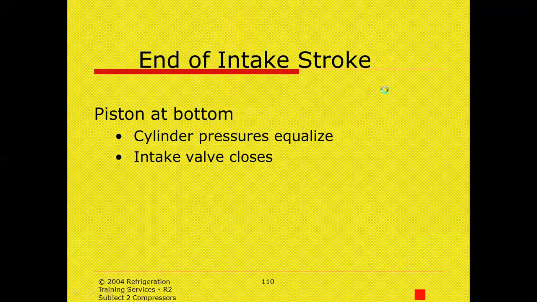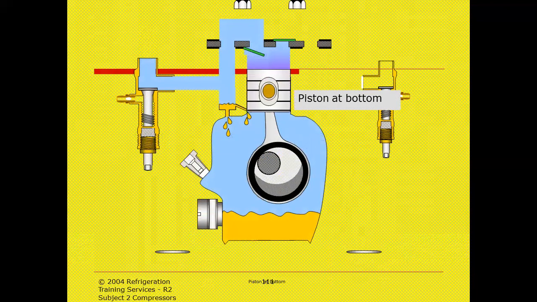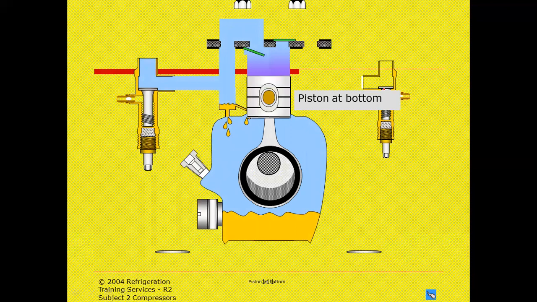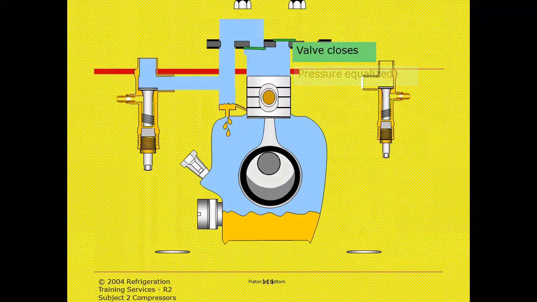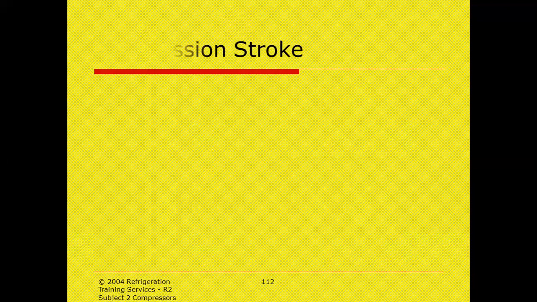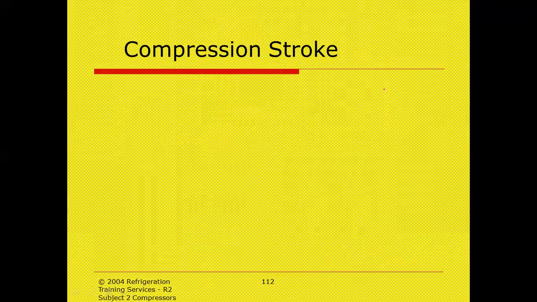Okay, now see how the process goes. See how the liquid is going inside the casing. Now see the valve closes at the top. So the third one is a compression stroke. The first two are over, right? So the third one is the compression stroke.